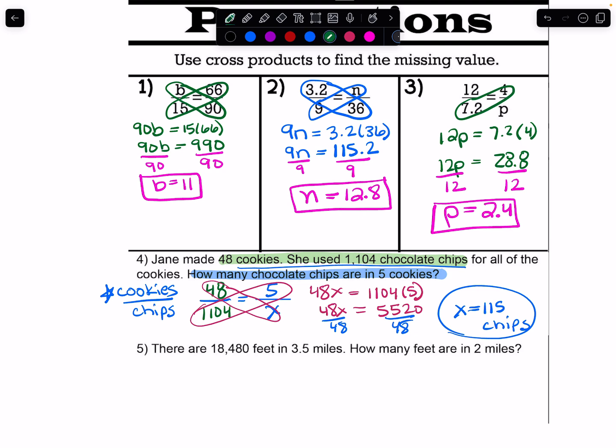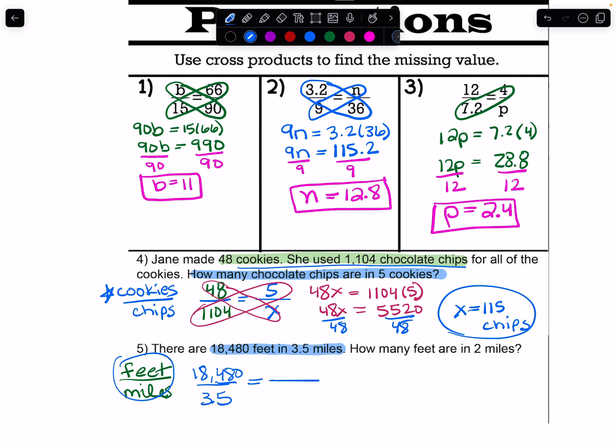All right, let's do one last example. There are 18,480 feet in 3.5 miles. How many feet are in 2 miles? So we are comparing, let's compare, again, it doesn't matter if you do miles over feet or feet over miles. I usually just do it the way it appears in the problem. So feet over miles. In the first case here, we have 18,480 feet in 3.5 miles. So I'm going to put the feet on top because that's where I said I'm going to put them when I wrote it right here. And then I'm going to put the miles on the bottom.